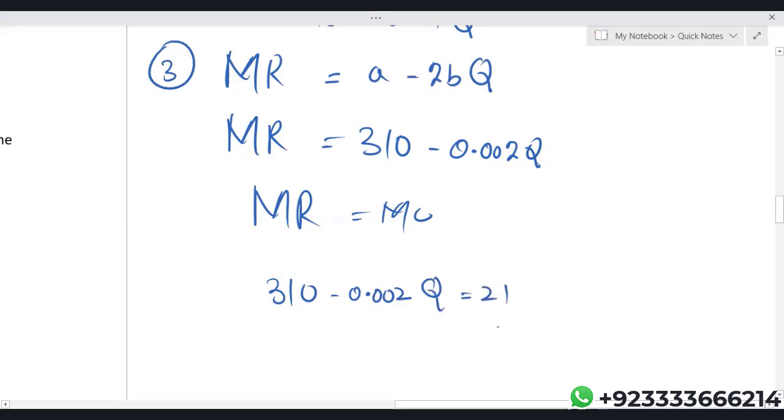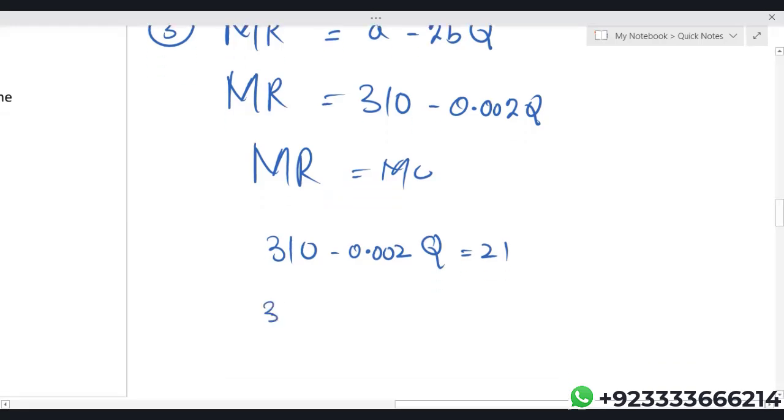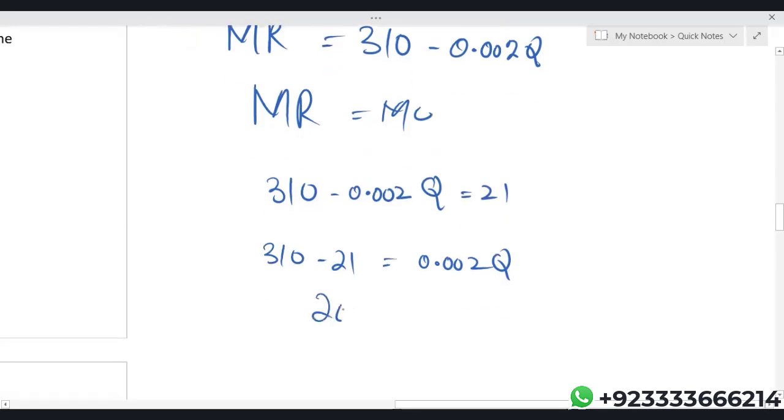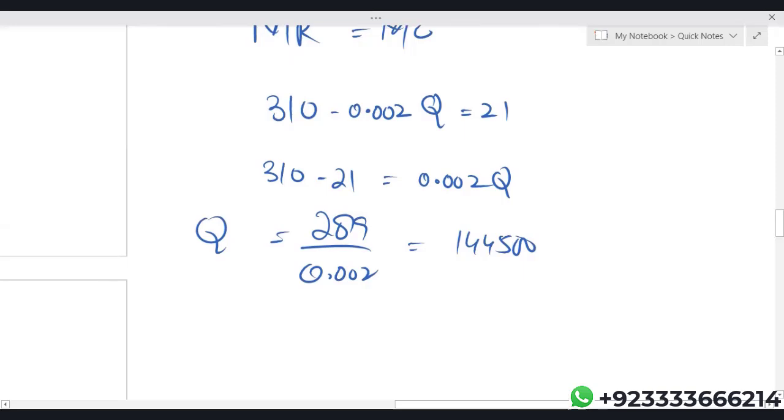From here, first we'll calculate the quantity. Once you have calculated the quantity, you will go back to the demand function to calculate the price. 310 minus 21 is equal to 0.002Q. Let me use the calculator. 310 minus 21, I'm getting 289, divided by 0.002. And let's see what we are getting. I'm getting 144,500 units.